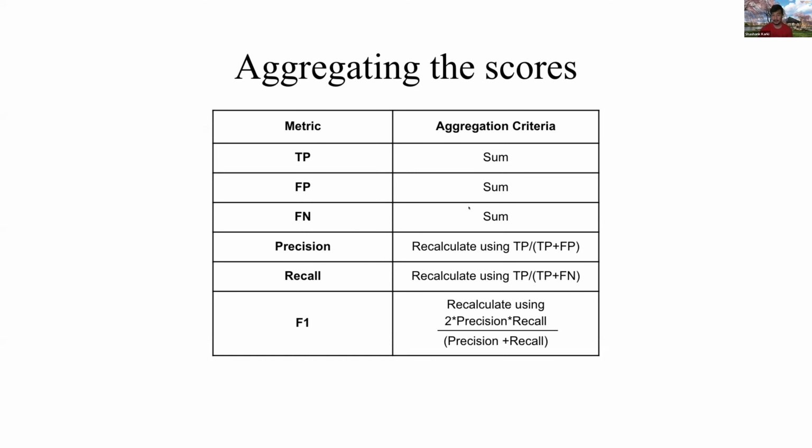So sum up all the true positives, false positives, and false negatives, and recalculate the aggregate precision and recall. I've talked about this in the previous lab meetings. And similarly for the F1, I aggregated all the values using this formula. So that's pretty much known.